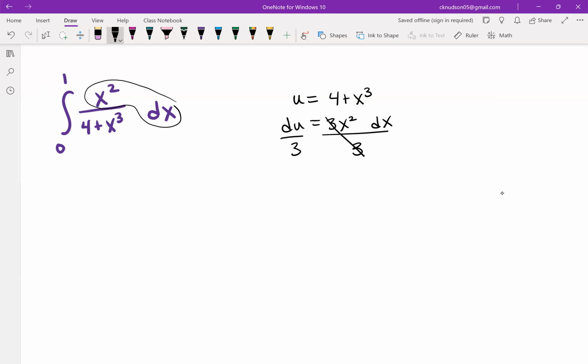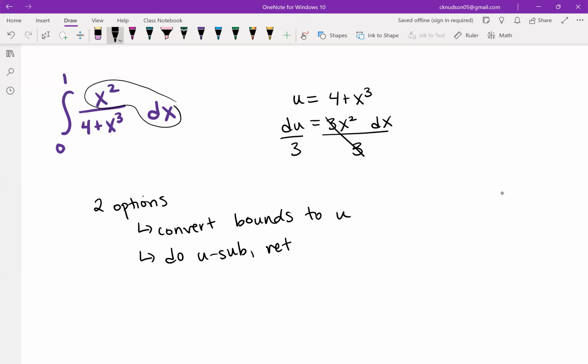Okay, when we have an integral with bounds defined, like we do here from 0 to 1, then we have two options. At this point, we can either convert everything to u, or we can do our u sub, return to terms of x, and then evaluate the bounds. These are our two options here. So first, I'm going to show you how to do it the first way, converting the bounds to u.